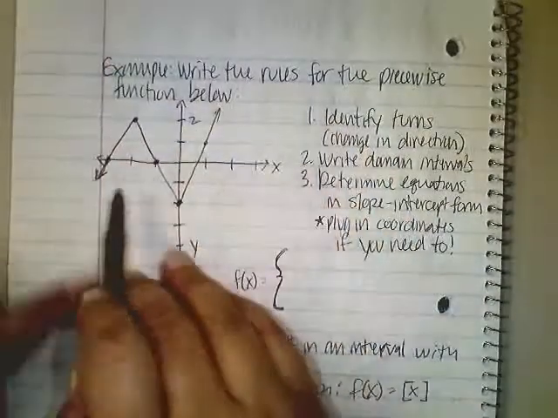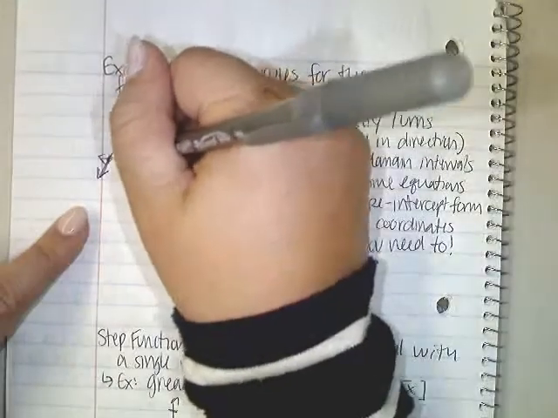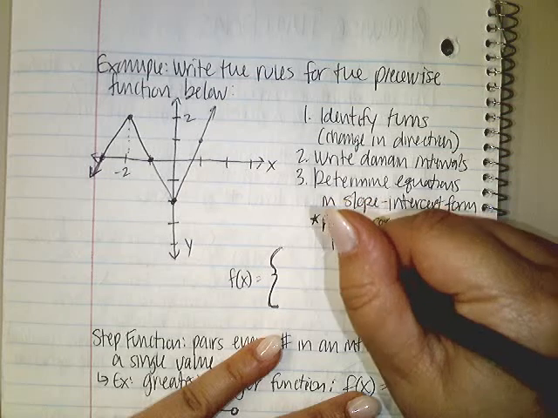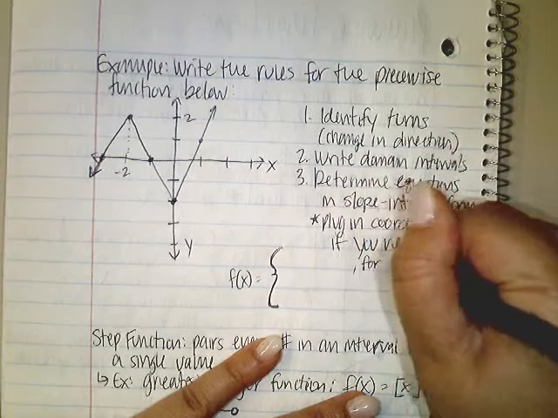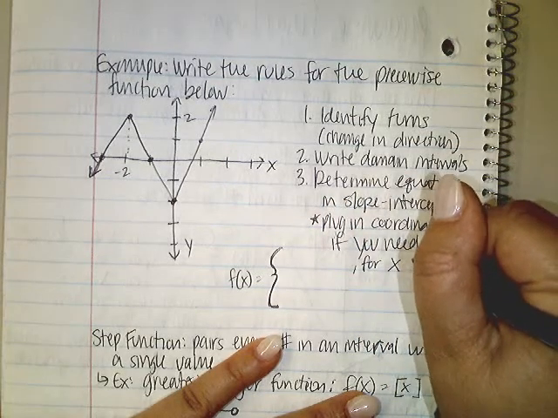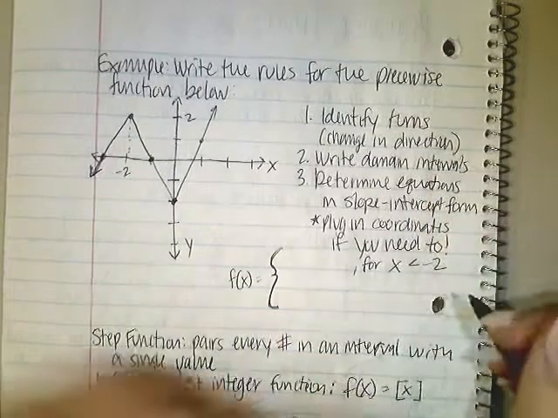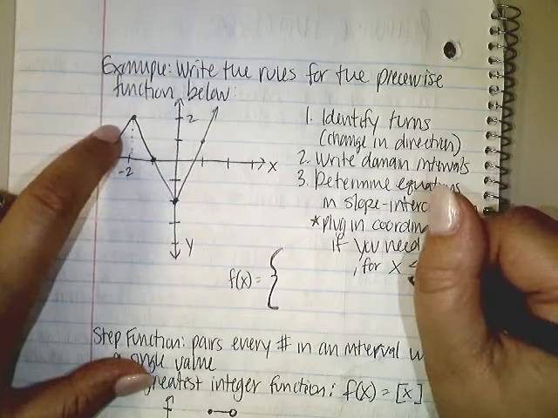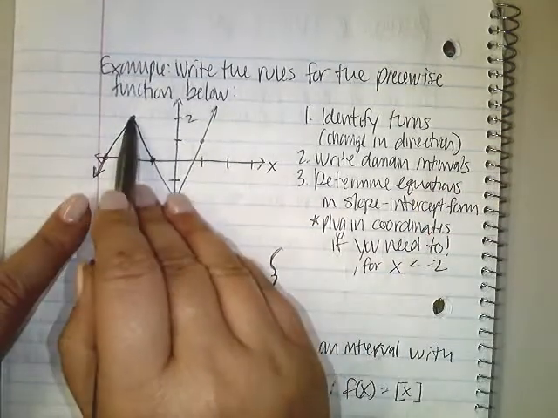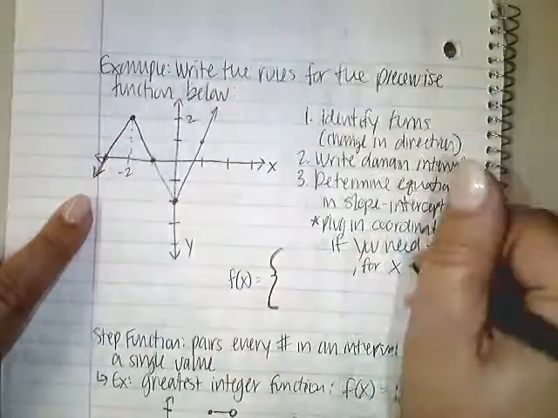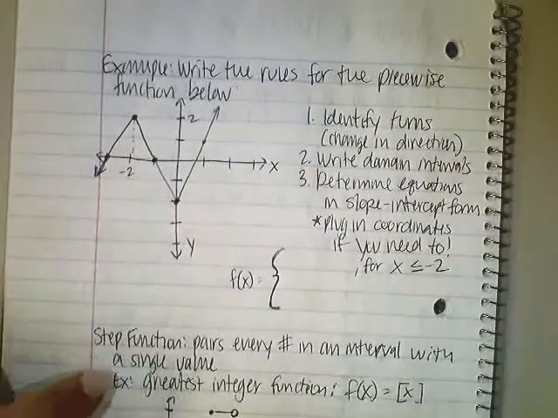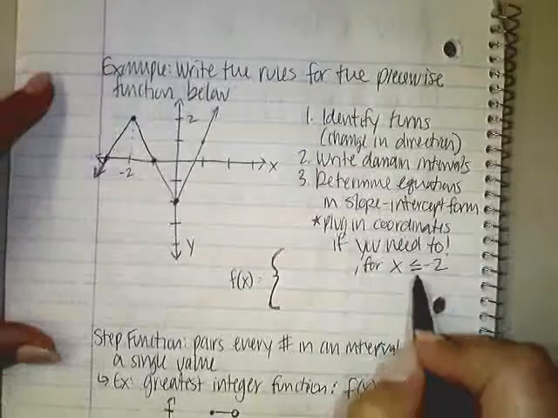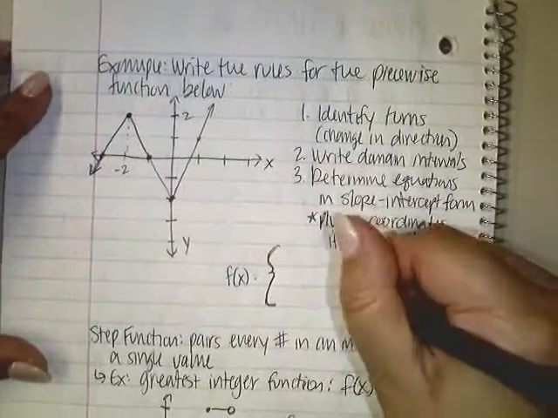So I'm going to go left to right. So I notice my first turn is right here, and that's at -2. So I know my first rule is going to be for when x is either less than or equal to -2. It appears to be a closed circle, a filled circle, so it doesn't matter which way I put the equals to line, so I'm going to put it there first. Because it actually hits that point and is a closed circle, I can put the equals to line there.